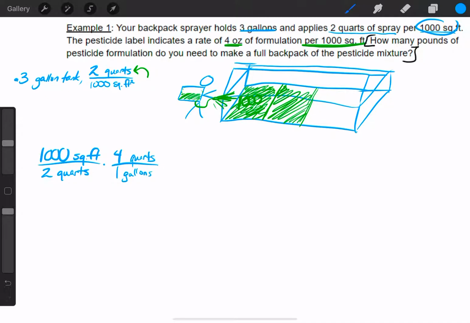And I have 3 gallons, so we can multiply that by 3. And if we take a look at what we have there, we let our units cancel out. That's the way we've written them. Quarts cancels out, gallons cancels out. We're left with 6,000, after we do the multiplication and the division, square feet.